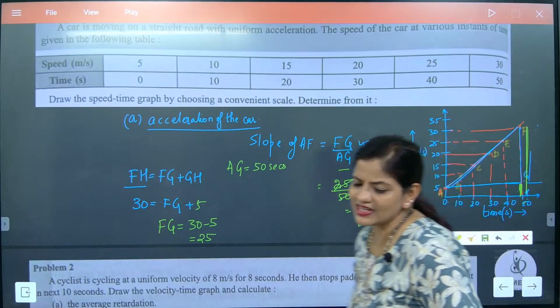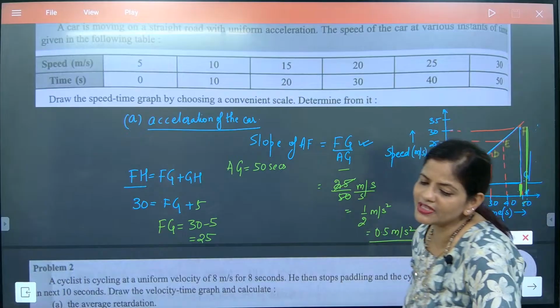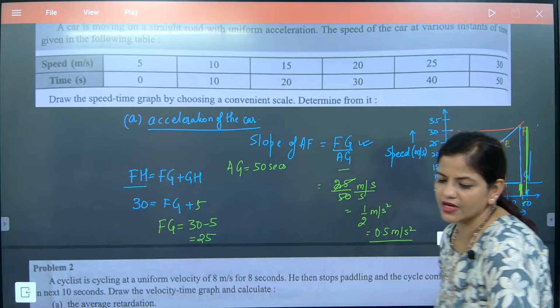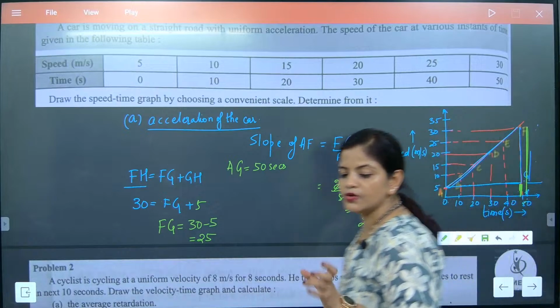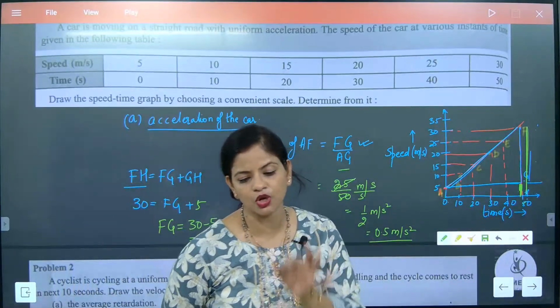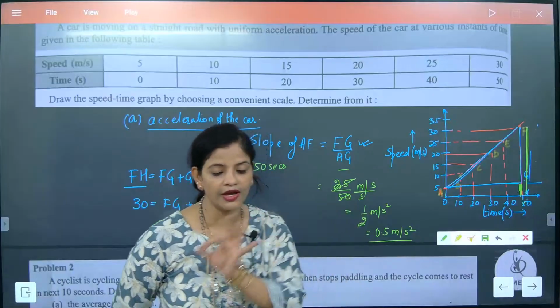Slope only, beta. Acceleration means what? Acceleration is the slope of the speed time graph. Understood, beta? So when somebody asks you, you just go for the speed time graph. And in a speed time graph, acceleration means slope. The clear concept. You don't go here and there.